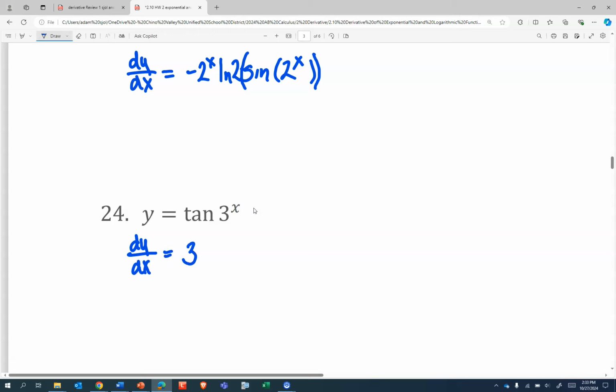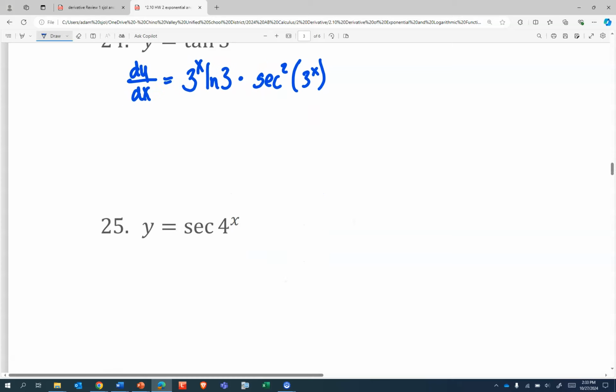So I know I'm going to have a chain rule, 3 to the x natural log of 3, and the derivative of tangent is secant squared, still with 3x in there, right? So I'm just writing my chain rule out front, trying to save some writing.